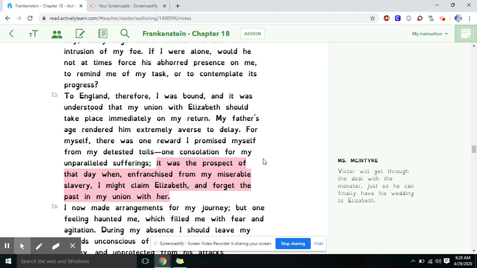To England, therefore, I was bound, and it was understood that my union with Elizabeth should take place immediately on my return. My father's age rendered him extremely averse to delay. For myself, there was one reward I promised myself from my detested toils, one consolation for my unparalleled sufferings. It was the prospect of that day when, enfranchised from my miserable slavery, I might claim Elizabeth and forget the past in my union with her.